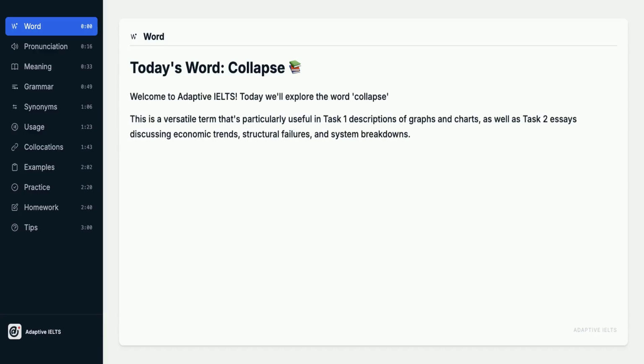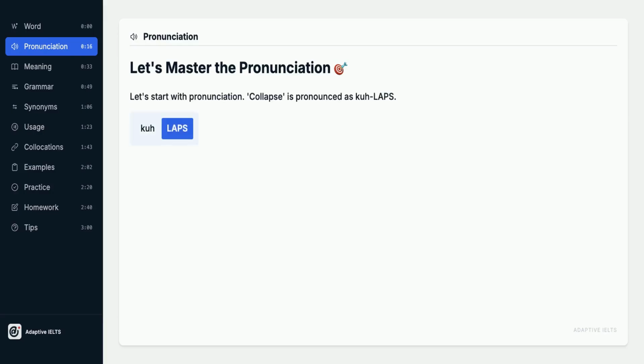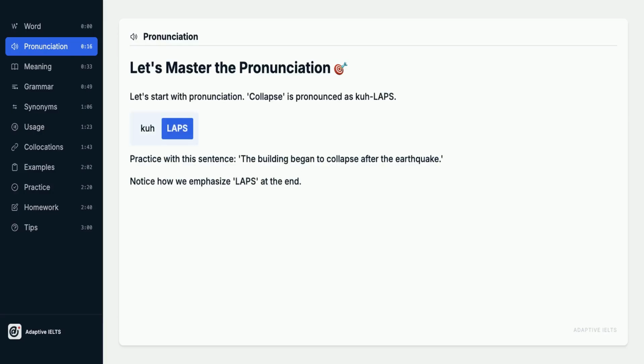Welcome to Adaptive IELTS. Today we'll explore the word collapse, a versatile term that's particularly useful in Task 1 descriptions of graphs and charts, as well as Task 2 essays discussing economic trends, structural failures, and system breakdowns. Let's start with pronunciation. Collapse is pronounced k-lapse.